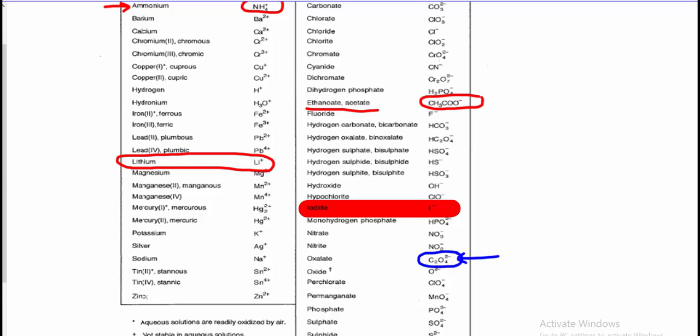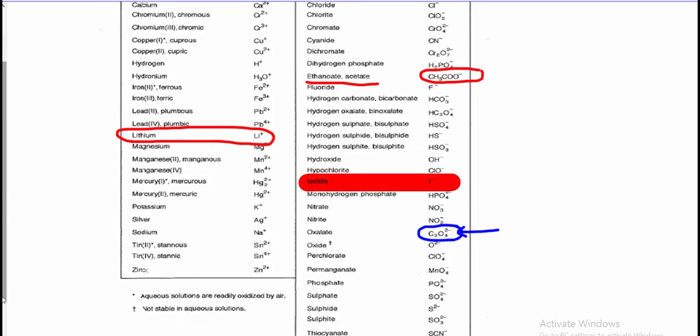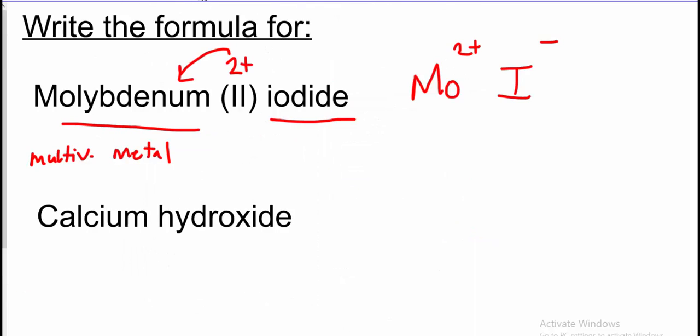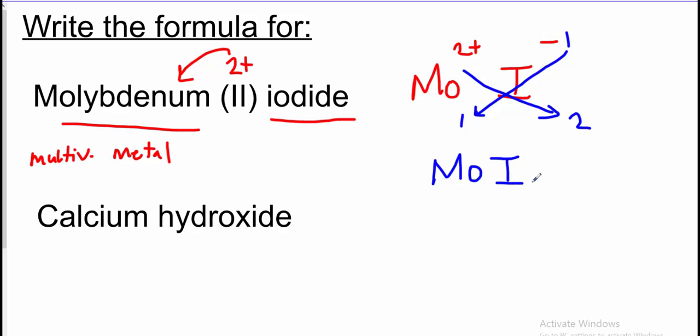Okay, I'm almost done. I simply need to swap and drop my charges now to finish up my formula. So I'm going to bring down the 2, and I'm going to bring down the 1, and then I clean it up, because remember that we don't keep subscripts of 1 in our formula, and we also look for anywhere where we can reduce, and in this case we can't, so the formula is simply MoI2, and I'm done.